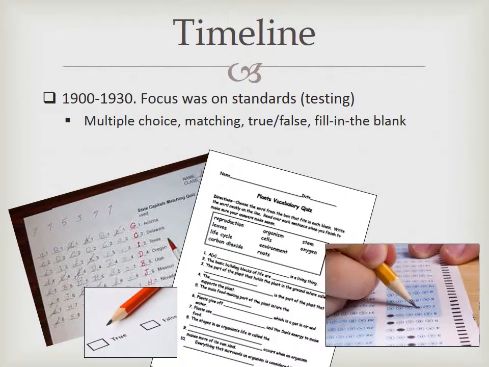We begin our timeline in 1900, and so from 1900 to 1930, there was a focus on standards. It was focused on standardized testing. This includes multiple choice, matching, true-false, and fill-in-the-blank. We've all seen these and taken these assessments in our lifetime, and they do have their place, but they don't actually measure the quality of a student's learning.